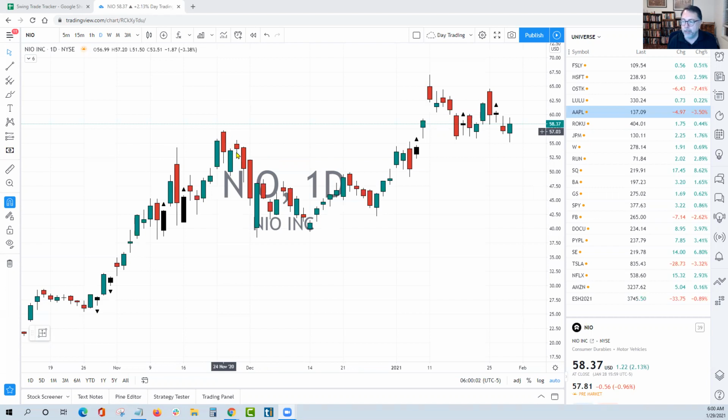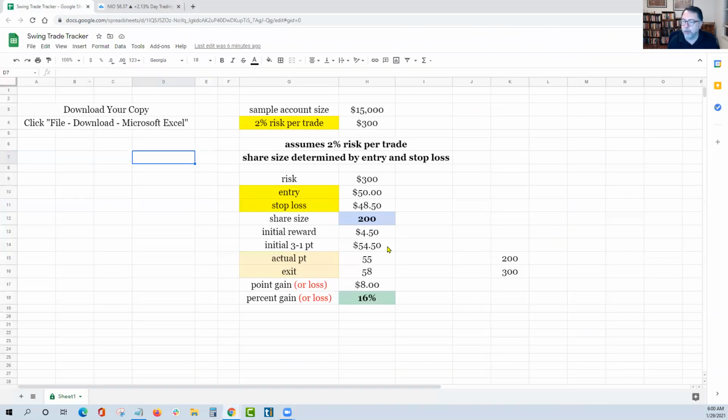So we're going to say 57. Again, not using a trading strategy here, just walking through how to use the spreadsheet. So we're going to use 46, 42, and 57. Now, here's what's kind of cool about this spreadsheet.